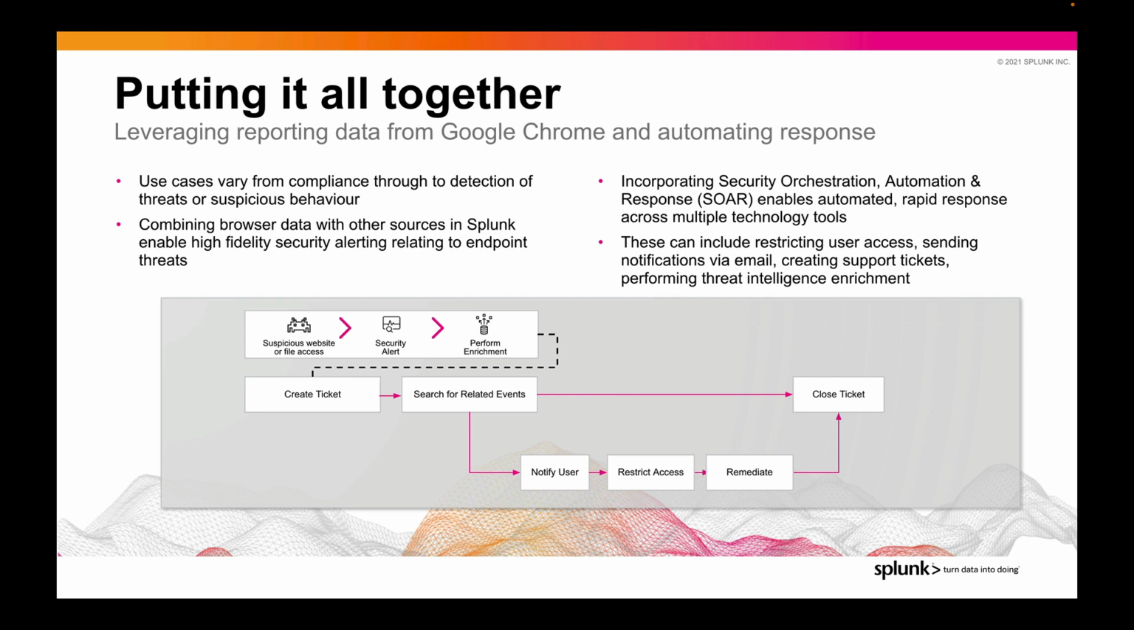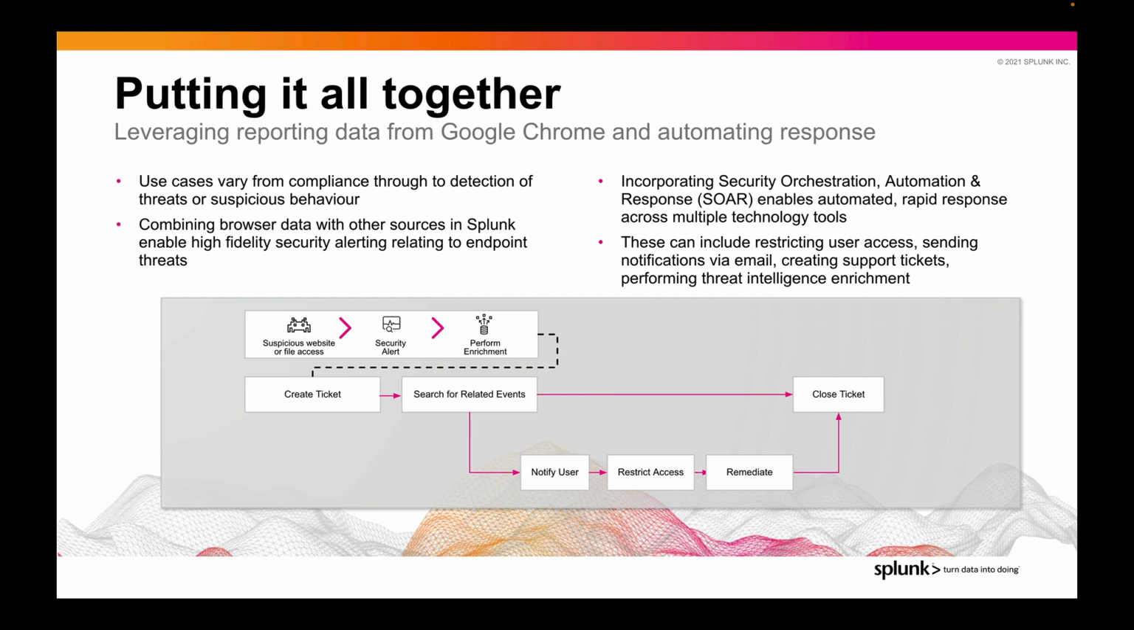We can also combine the browser data with other sources of data in Splunk to enable some high fidelity security alerting. So if we see a user accessing a suspicious site where they may have downloaded something that looks like malware, and we see from our EDR tools or Sysmon suspicious processes starting up after that activity, we can link those two things together to give us some fairly high fidelity alerting that could be indicative of a successful phishing attempt occurring, or a zero-day attempt occurring.